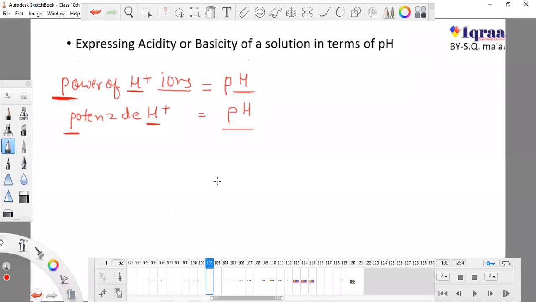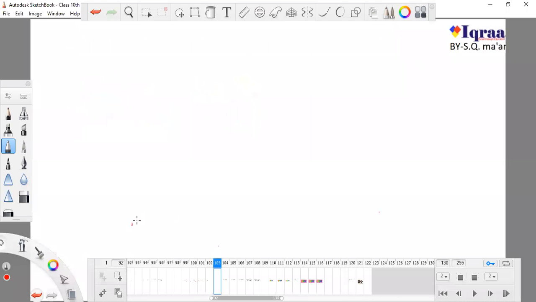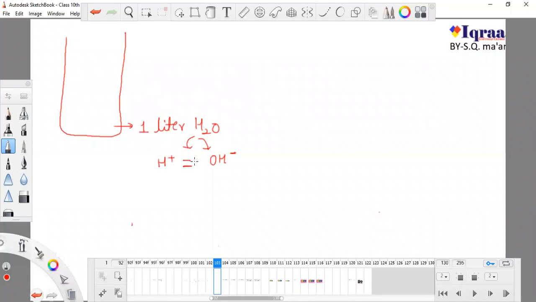Okay, now we will learn more aspects of pH. This is my beaker, and I have filled it with 1 liter of H2O. Exactly 1 liter of water is present in this beaker, and this H2O is made up of H plus and OH minus, and their power is equal, because nothing is overriding. Both H and OH are equal, that's why it is neutral.